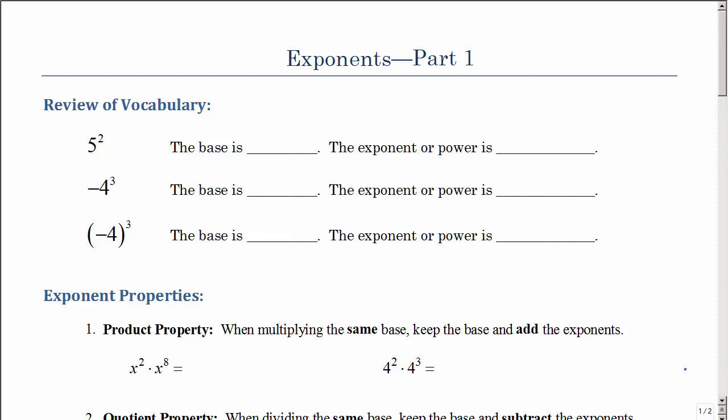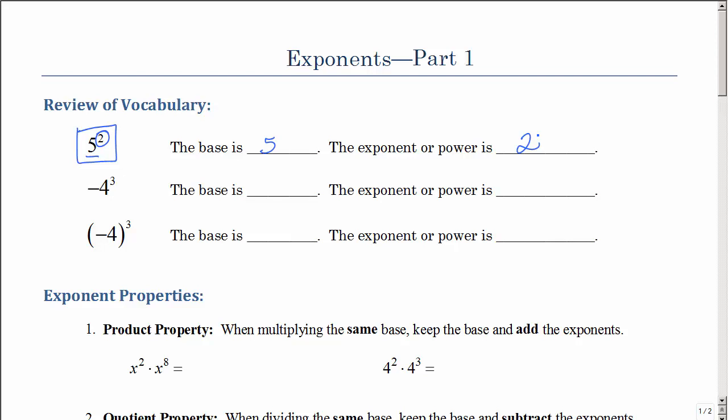In this lesson, we are going to look at exponents. Now, most of you probably know what an exponent is, but we're just going to go over some of the vocabulary. So if we have this expression right here, we have a base and we have an exponent. The base is 5, that's the big number on the bottom, and 2 is the exponent, or sometimes it's referred to as the power.